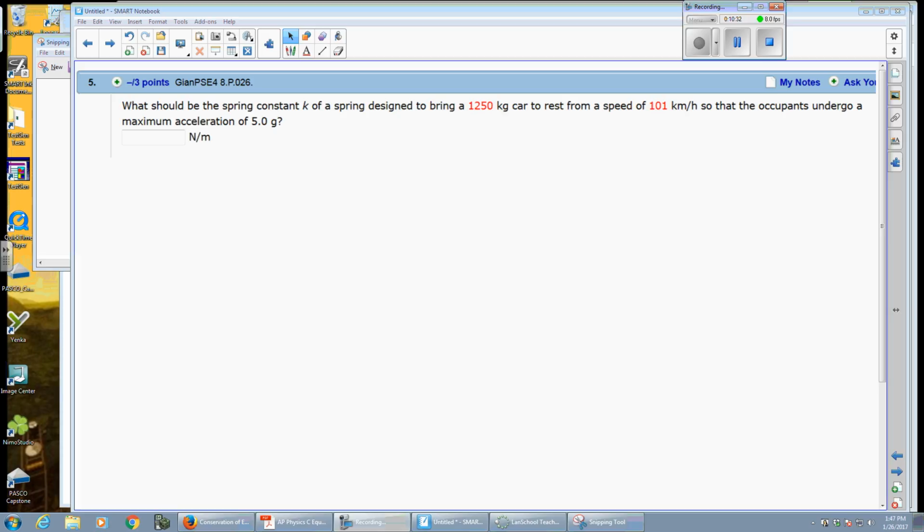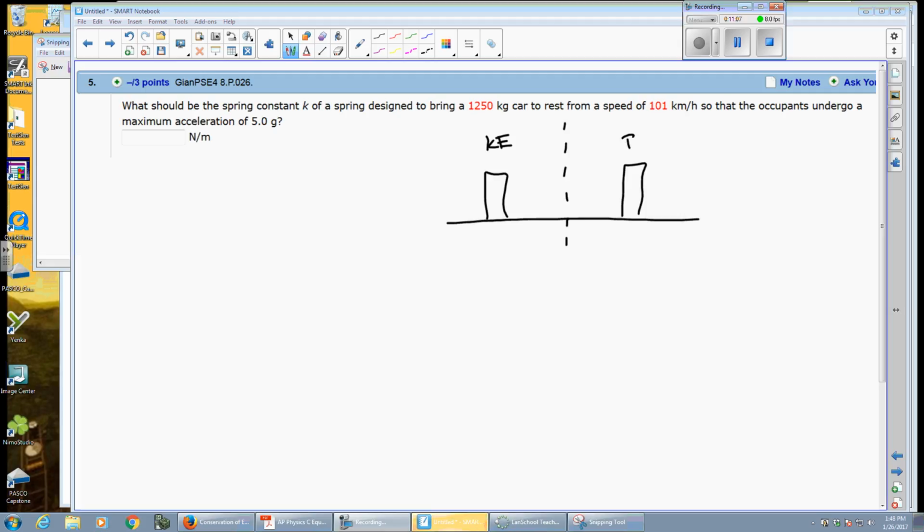All right. What should be the spring constant k of a spring designed to bring a big car to rest from a speed of about 60 miles an hour, so that the occupants undergo a maximum acceleration of this? So the car has a lot of kinetic energy, and after all of this I need that to end up in a spring. And I'm worried about the maximum acceleration. So if I'm looking at max acceleration, I'm looking at the net force on them.